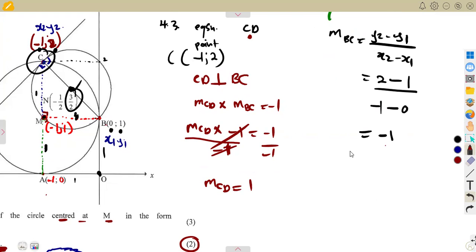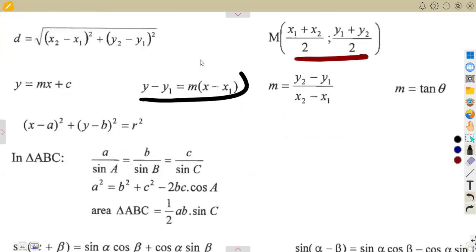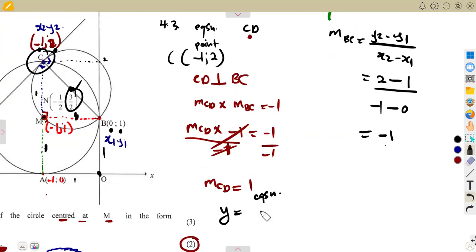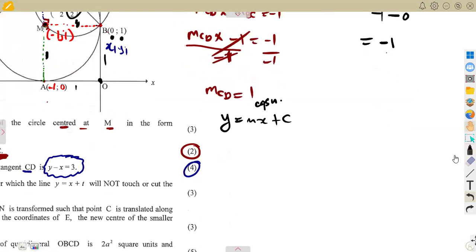With the gradient, we can determine our equation. Y is equal to mx plus c, that is the equation of a straight line. There are so many formats, and you can use this format to determine the equation. So using y is equal to mx plus c, I have to substitute the gradient of CD, which is 1. So that's 1 times x, which is x, plus c.